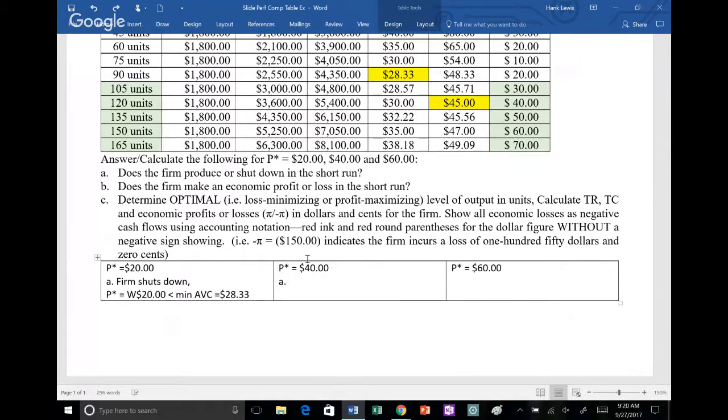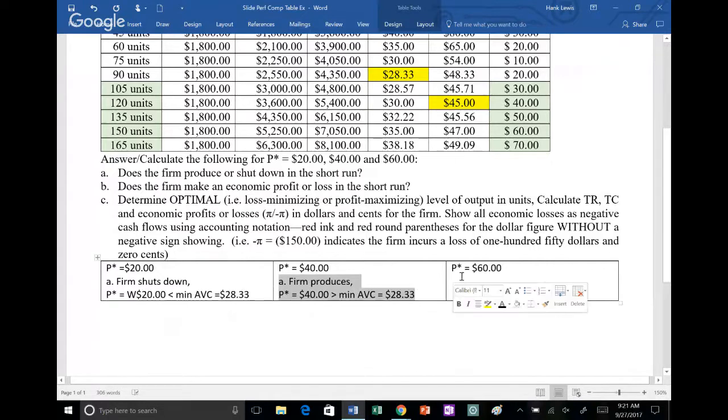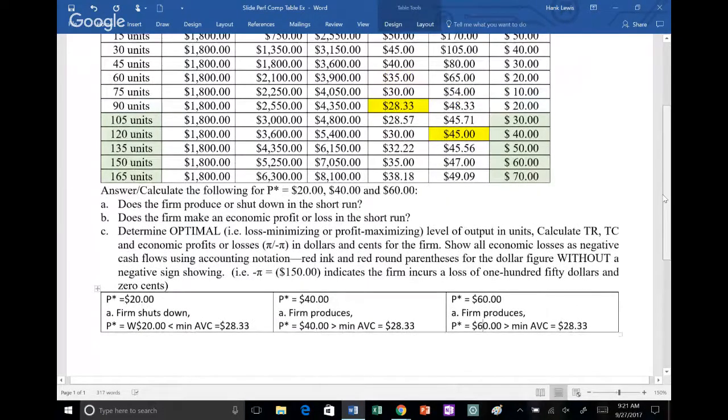Okay. Now $40 is clearly bigger than $28.33. So the firm produces. And the reason why is P star, which is equal to $40.00, is greater than minimum AVC, which is $28.33. $60 is bigger than $40, so we have the same answer here. As a matter of fact, I'm just going to borrow from this one, copy and paste, and just change what needs to be changed there. Okay. So that's question A, and that part's pretty easy, but you have to have a complete table to solve this.